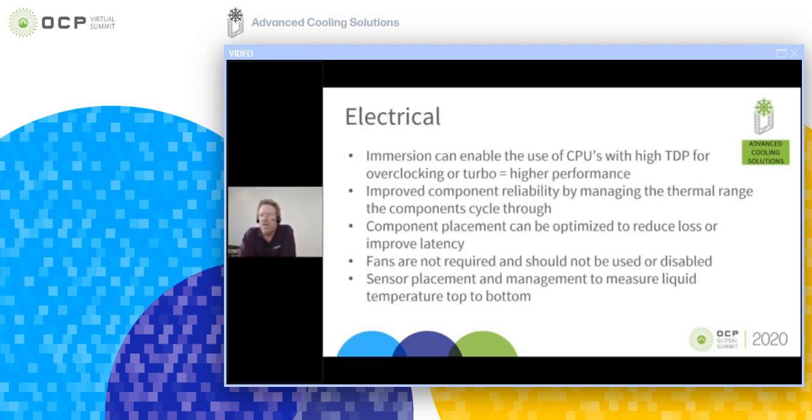On the electrical topic, I will hand over to Rick Payne from Flex, who will tell you a bit more about the electrical optimization for immersion. Hey, Rolf, thank you very much. Yeah, I'm going to cover a few slides on the electrical, a few key points.